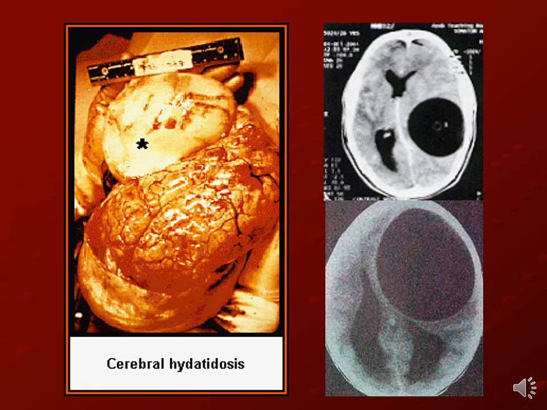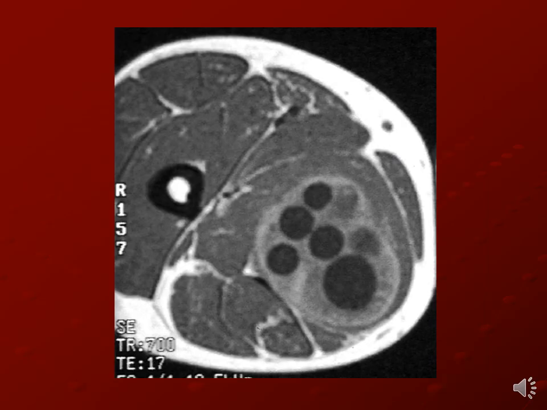Okay, again, you see hydatid cysts of the brain, and you can see to the left-hand side how large this cyst is in comparison to the hand of the surgeon. Probably it is about 10 to 12 centimeters large.